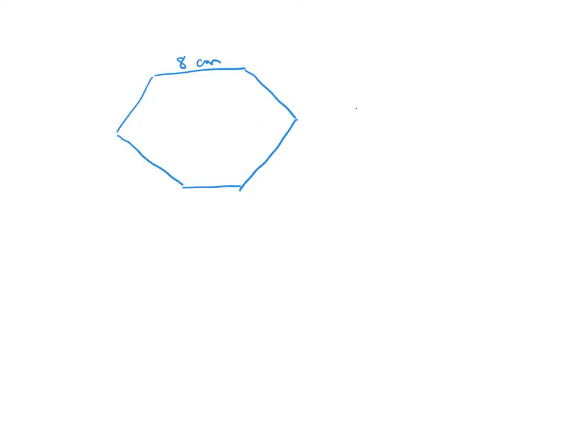Okay, so we have a hexagon that has a side length of 8 centimeters. The hexagon has 6 sides, not 8 sides. So the perimeter is going to be easy to find. It's just going to be 6 times the side length, which is 8. So our perimeter is going to be 48 centimeters.